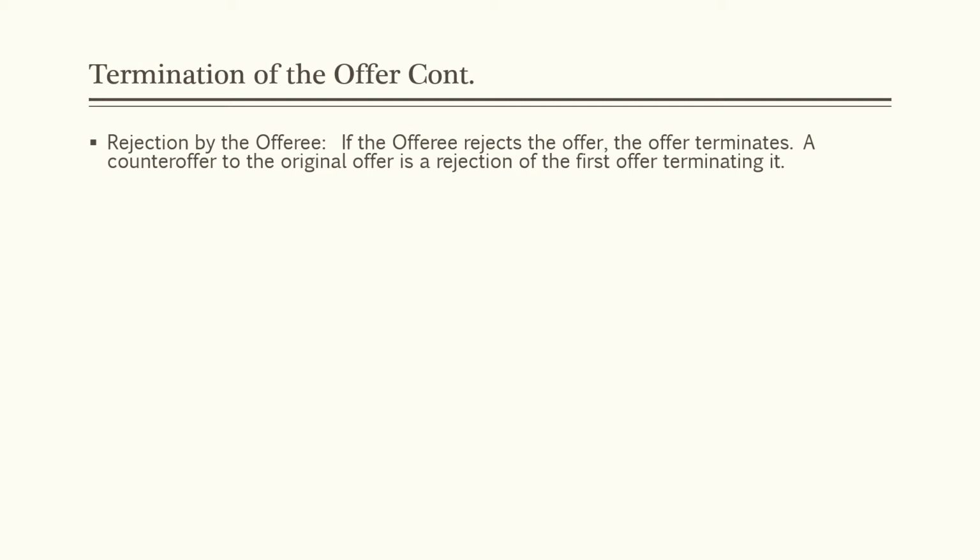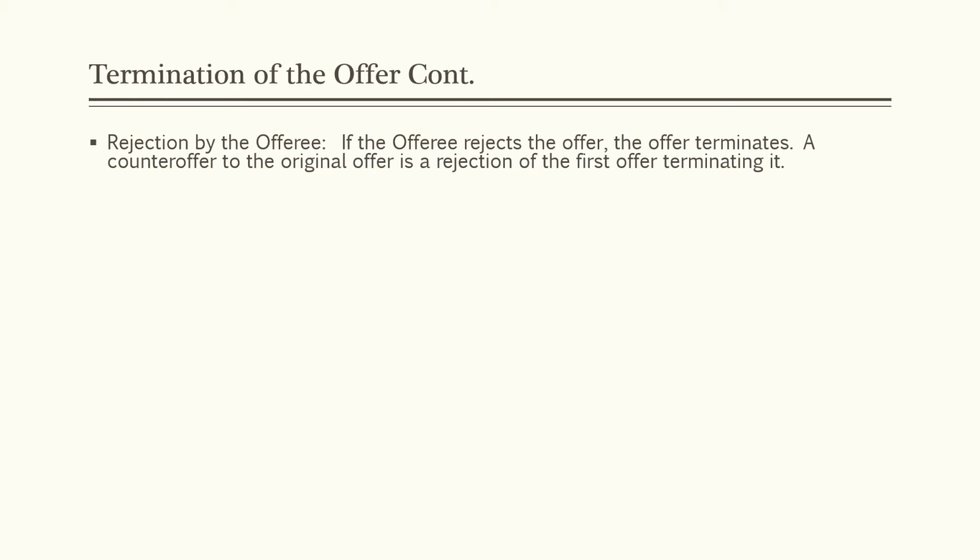Larry offers to buy Bob's car for $5,000. Bob rejects that offer, but counteroffers to Larry to sell the car for $10,000. Bob's counteroffer terminates Larry's original offer to buy the car for $5,000.